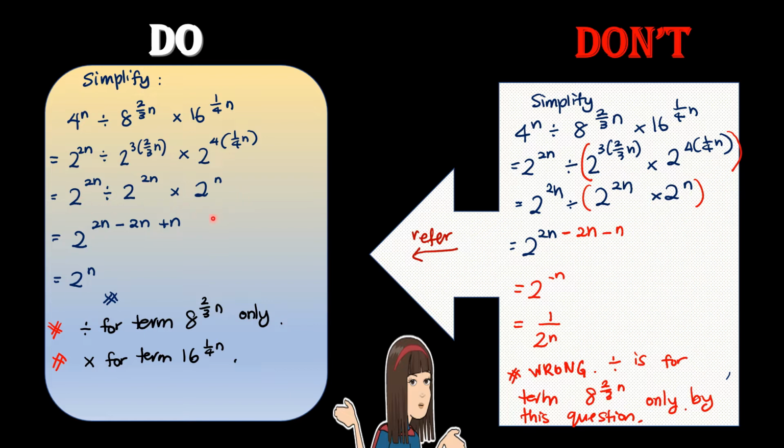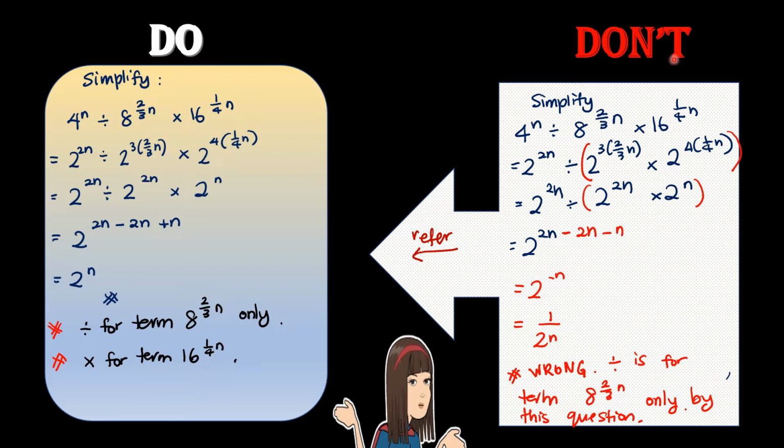Here, what I want you to look at is that we have the same base. For the same base, dividing bases means you change it to power minus power. Multiplying bases means you change it to power plus power. So you get here and you get your answer. What usually confuses students is the negative here, the division. The division is only for the term 8 to the power of 2n over 3 only. Multiplication is for the term 16 to the power of n over 4.